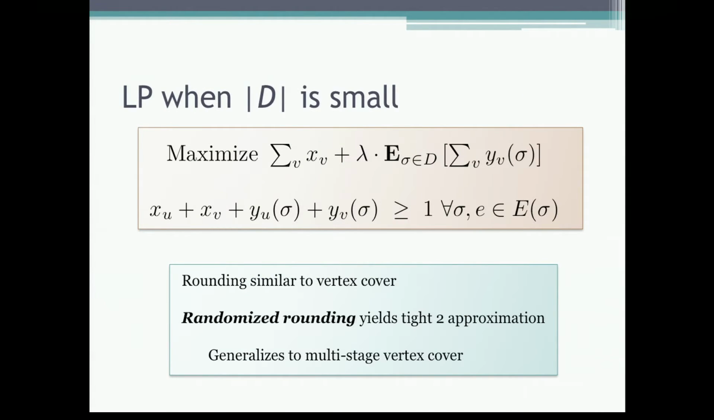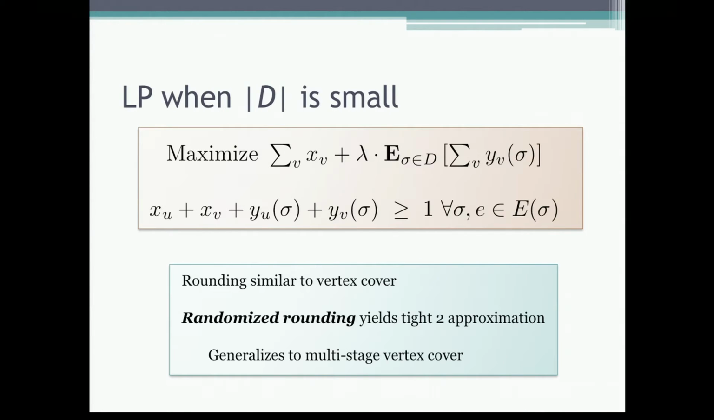Again, you can write an LP. The LP looks somewhat different now. So XV is whether you buy a vertex or not in the first stage. And for every realization sigma, you'll have a variable YV sigma, which is whether you bought vertex V when sigma is the set of edges that got realized. So these are the variables encoding what you bought today, and these are variables encoding what you buy tomorrow, but what you buy tomorrow depends on what gets realized.